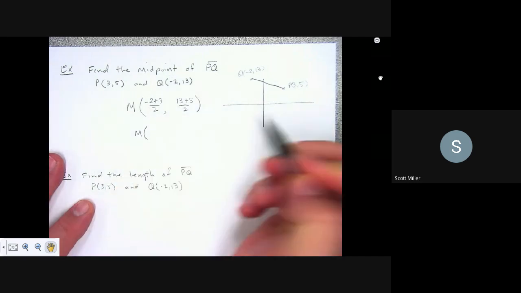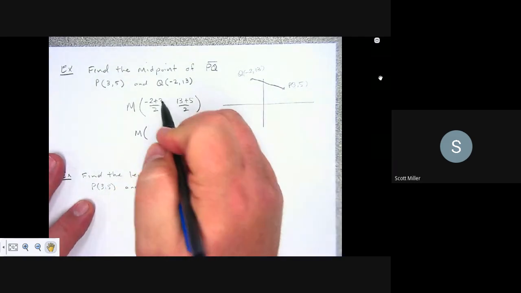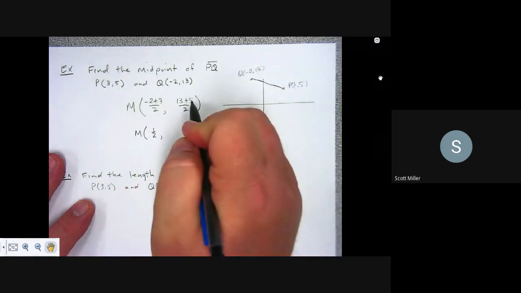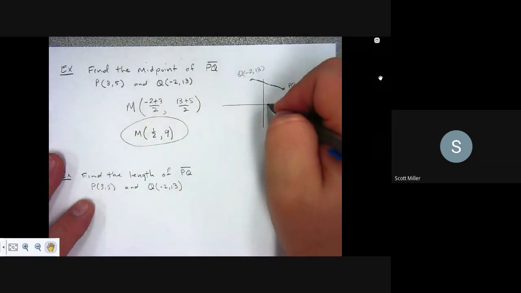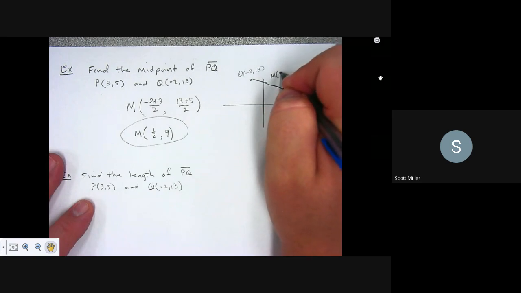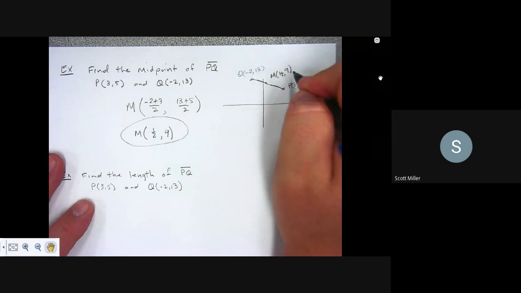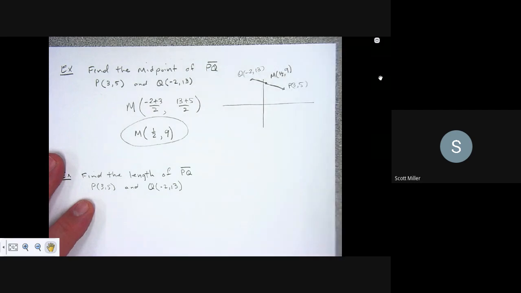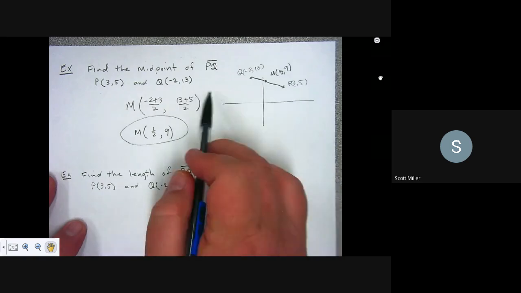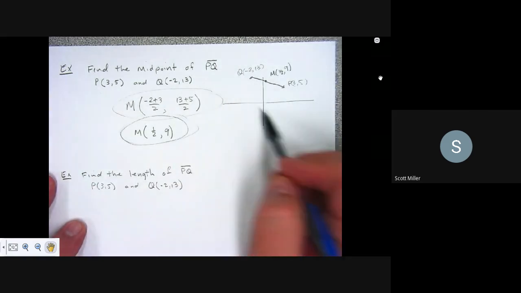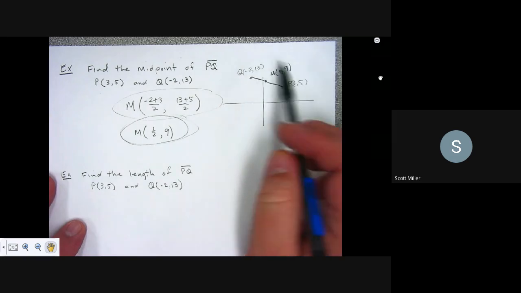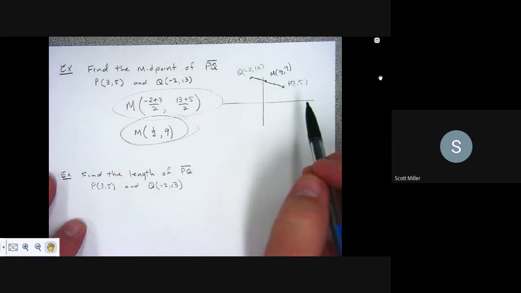So my midpoint M, -2 plus 3 is 1. It's 1/2. This is 18 divided by 2 is 9. There's my midpoint. It's at 1/2 and 9. So this point right here is the midpoint, 1/2, 9. And there you go. That's the midpoint. When you do this for work, I want to see that and I want to see that. Okay? This you should have to help you do your work properly, but that's up to you.